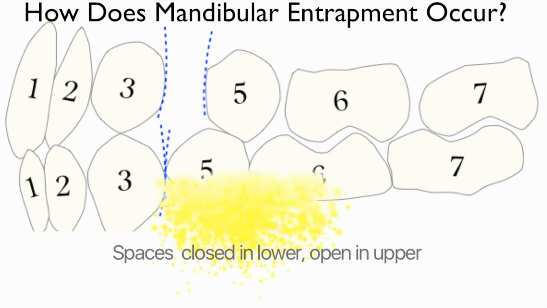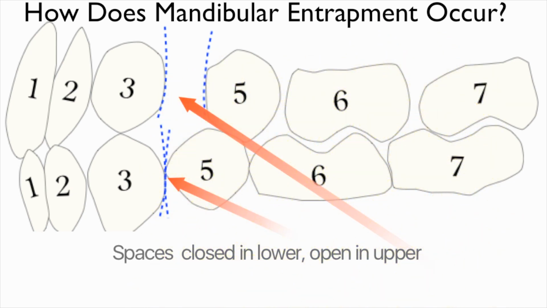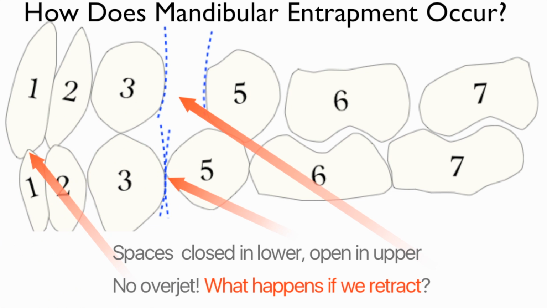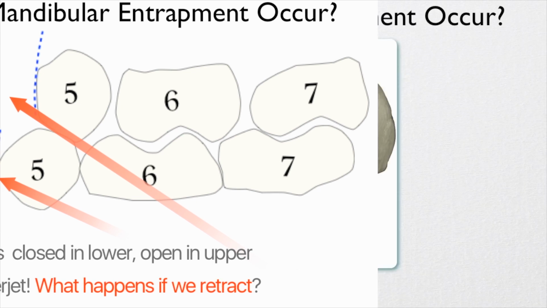So you close the spaces in both arches, and now you see here in this depiction, there's no space in the lower arch, and yet there's 4 or 5 millimeters of space still left in the maxillary arch. But if you look over to the left-hand side, you see that the incisors are in contact. So what does that mean if there's no overjet and you continue to retract in the maxillary arch? What is going to happen?